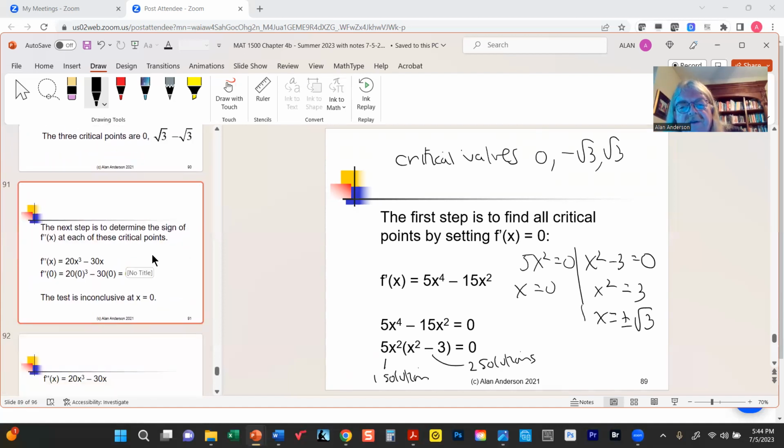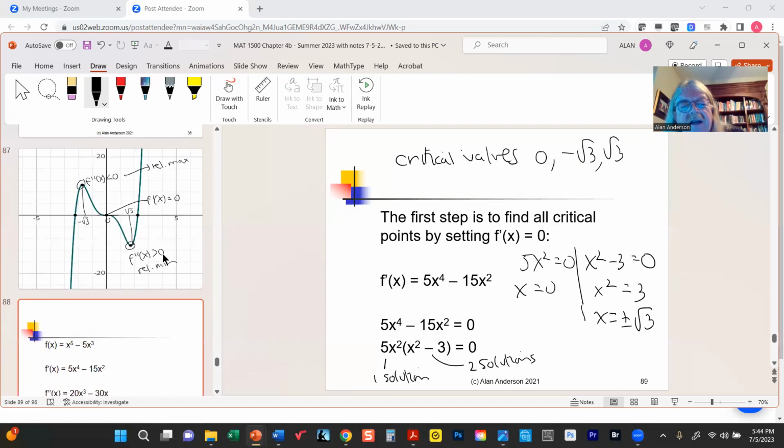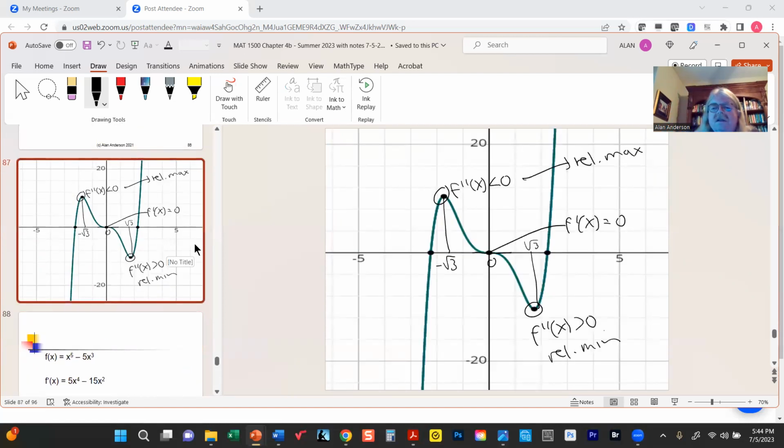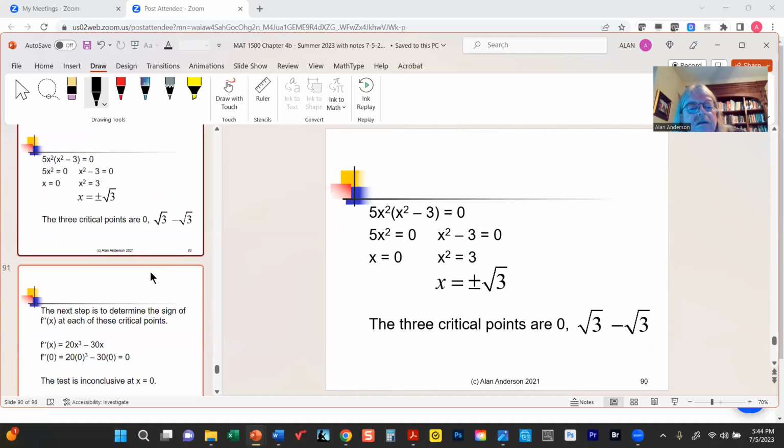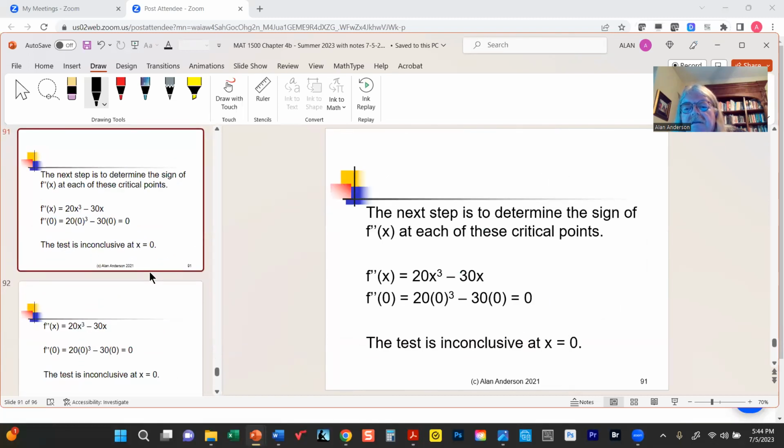Now we're not going to use the first derivative test. We're going to use the second derivative test. You can tell from this graph which one is going to be the problematic one, 0. The radical 3 and negative radical 3 are pretty obvious. So what we're going to do is take these 3 points, take the second derivative and evaluate it at those points. So the first one, for 0, the second derivative is 0, which means the test is inconclusive.